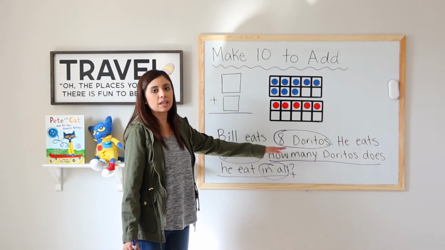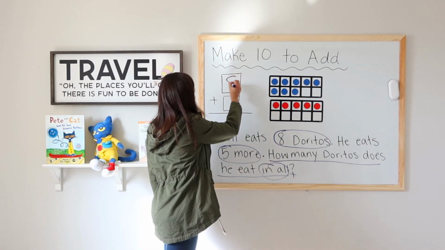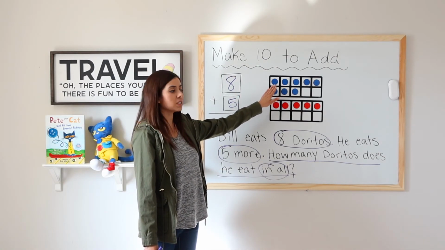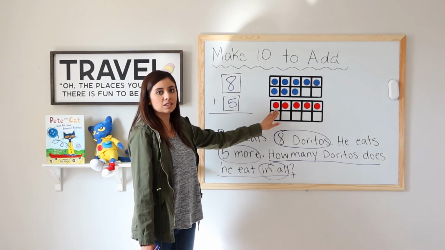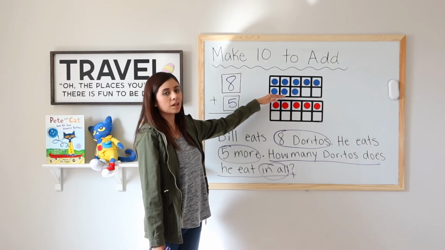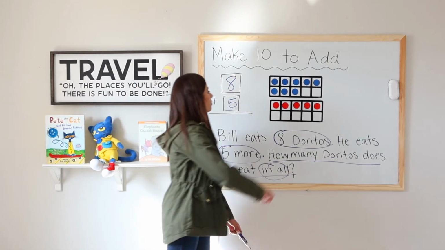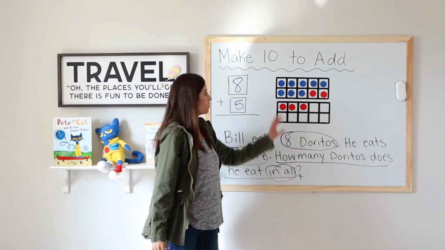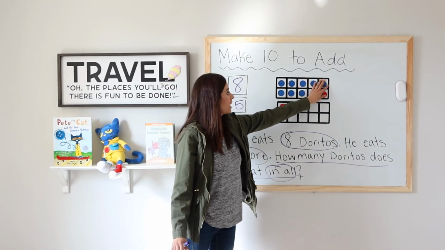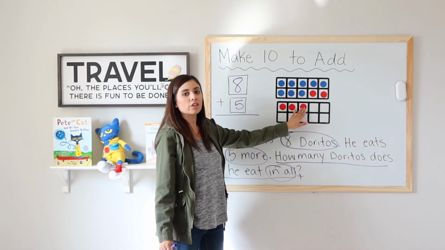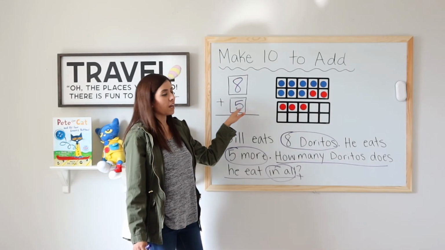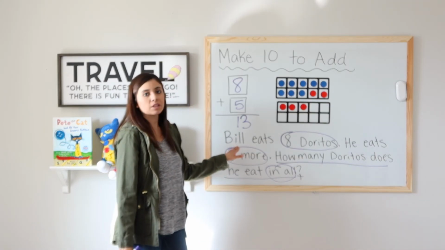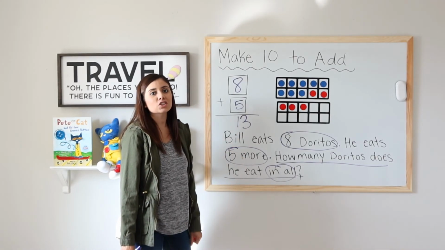I'm going to go ahead and do 8 plus 5. So I have 8 blue dots plus 5 red dots. Let's go ahead and move some red dots up to make a whole of 10. 1, 2. It's filled up, so now I can say 10, 11, 12, 13. 8 plus 5 equals 13. That means that Bill ate a total of 13 Doritos.